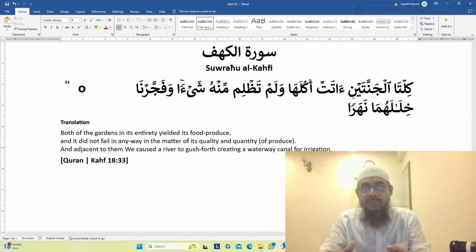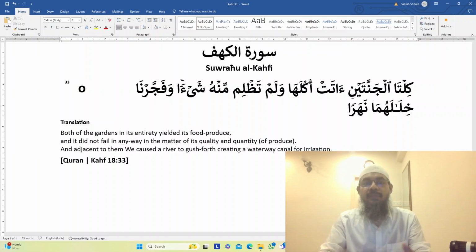And we cause to gush forth, adjacent to them, Nahran, a river. This way, it doesn't sound very natural. We can do a little bit of rearranging. For example, and we cause them to gush forth a river adjacent to them. Still, it's not very okay. And we caused a river to gush forth adjacent to them. That's better actually. But if we rearrange it a little bit, that sounds so much more natural. And adjacent to them, we cause a river to gush forth. That is what is intended.